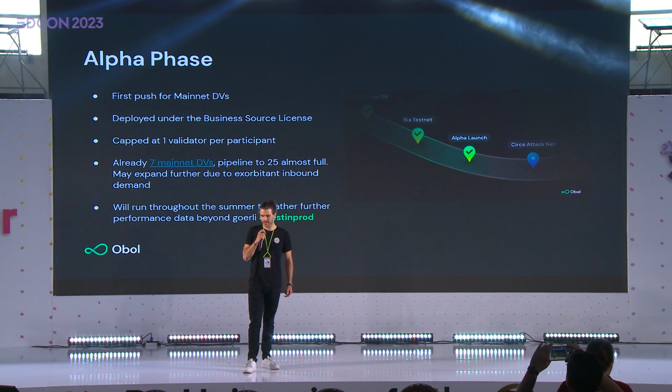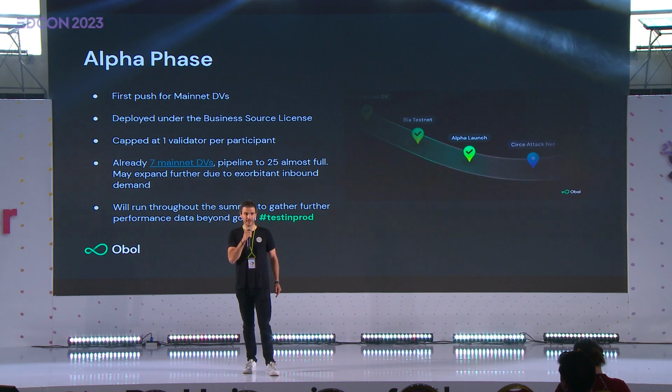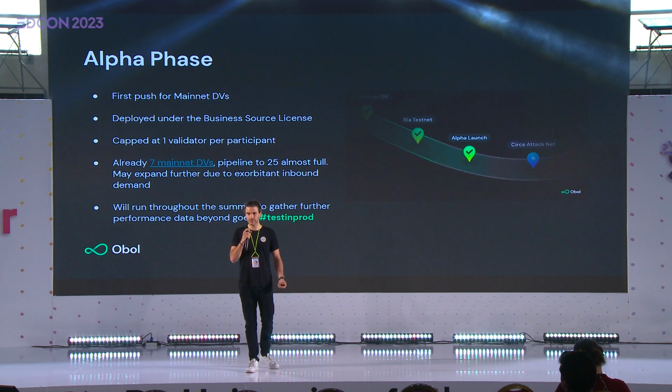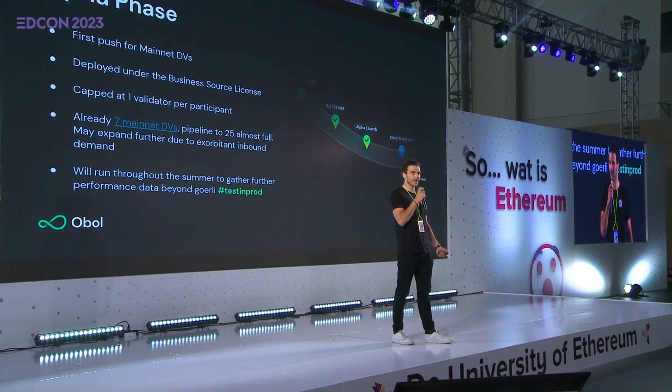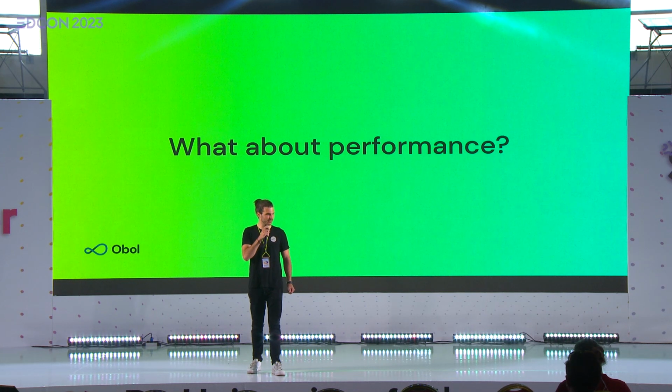So far we have about 7 mainnet validators, and the plan was to bring it to just 25 and chill there and see how things go. The goal is to get more production data to see how this performs in the mainnet setting as opposed to on Goerli. And yeah, that's kind of where we're at so far. And now I get to talk a little bit about performance, numbers, data, and all that type of stuff.